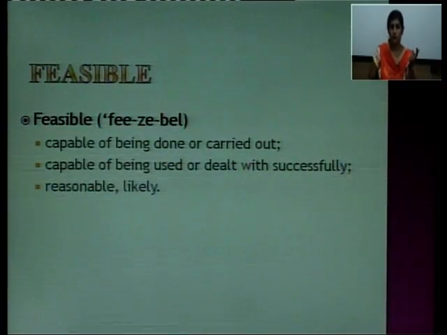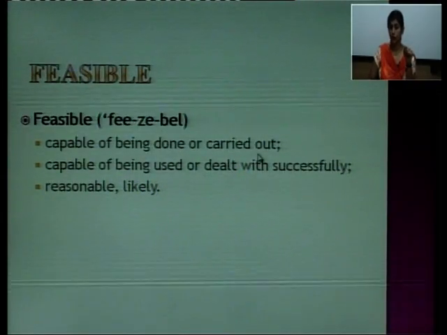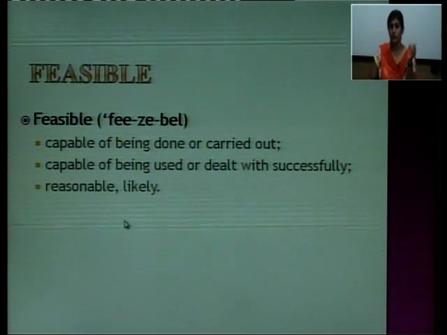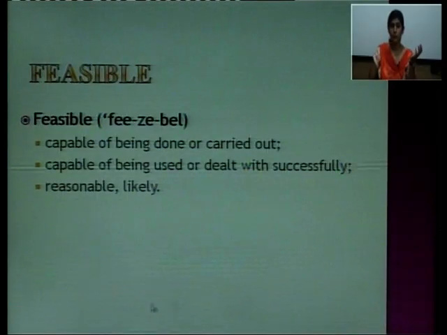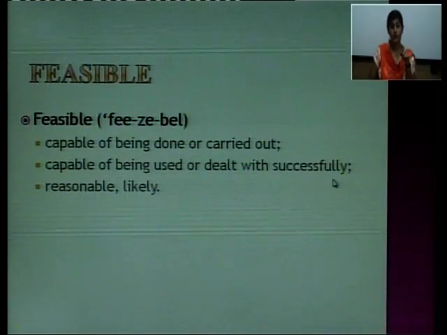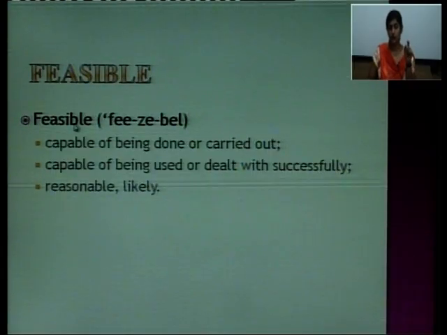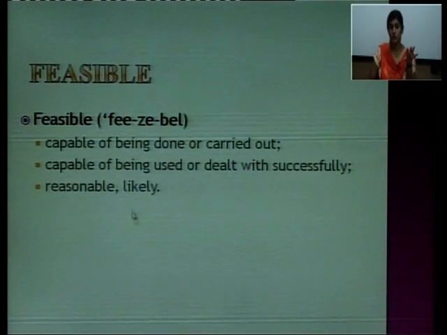When we use these terms, feasible means capable of being done or carried out, meaning the system is capable of doing all the things that are demanded by the user. Next, capable of being used or dealt with successfully, and it is reasonably likely. These three terms can be used as synonyms for the word feasible.